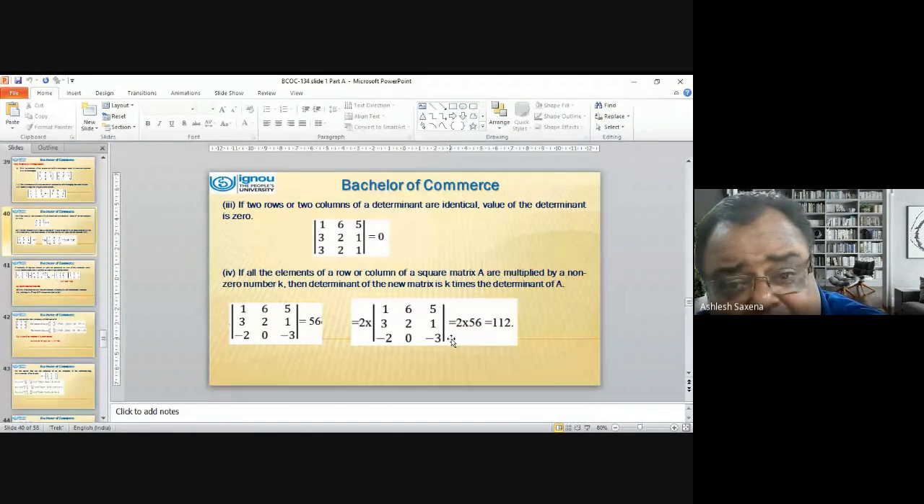If two rows or two columns of a determinant are identical, you can see over here, row number 2 and row number 3 are the same. Straight away, its determinant value will be 0.